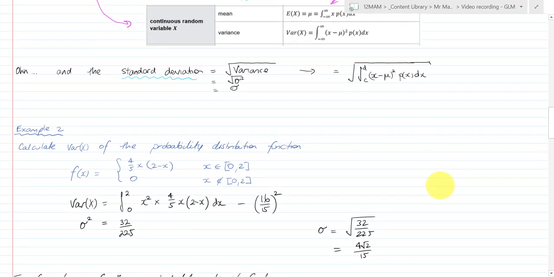So there we have it. That is the mean, variance, and standard deviation of a continuous random variable probability density function. There's six nice big long words all strung together.